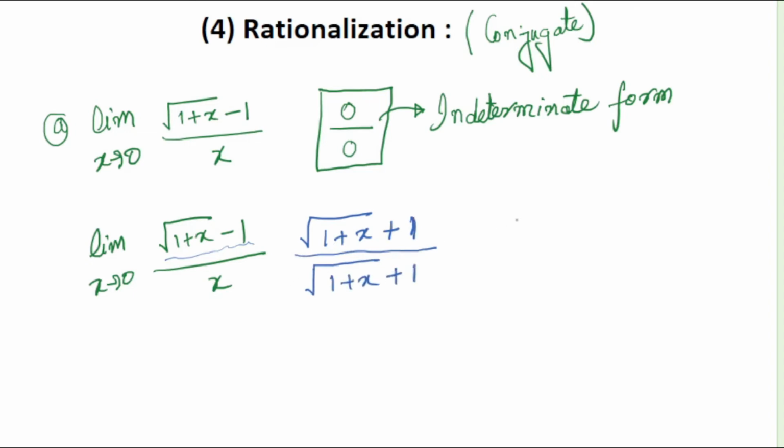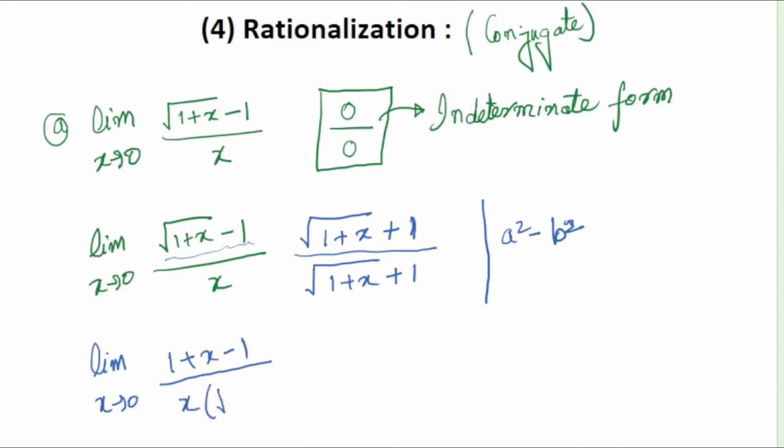If we multiply, we know the concept of a square minus b square: in the first round bracket we have a plus b, and in the second round bracket we have a minus b. So I'm using the same formula here. So what we have is the limit x tends to 0, and finally we have 1 plus x minus 1 in the numerator, and in the denominator we have x times the round bracket of the square root of 1 plus x plus 1.